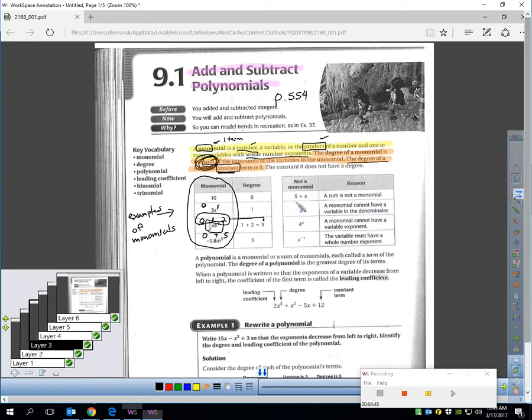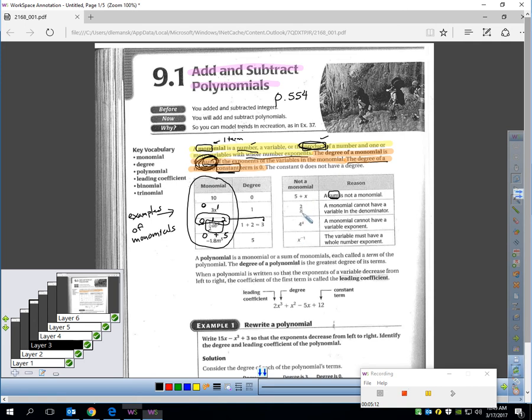Now, let's look to the right. Here are examples of things that are not monomials, and I want to make clear why they're not, okay? 5 plus x is not a monomial. Here's why. Monomials are numbers and variables you multiply together. This is added. Sums are not monomials, only products.